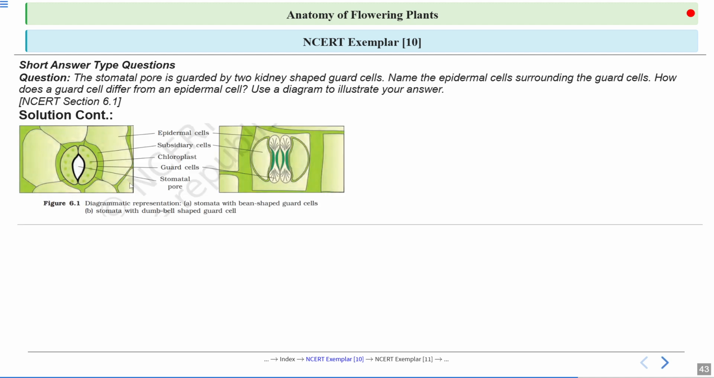So the structure you can see here, right? Epidermal cells are larger in size, and the guard cells are very small, right? The epidermal cells have a uniform cell wall, whereas in the guard cell the outer side is thin and the inner side is thick, right? Guard cells have chloroplasts, so they can carry out photosynthesis, but the epidermal cells do not have any chloroplast. Guard cells are barrel shaped and bean shaped. So these were the differences.